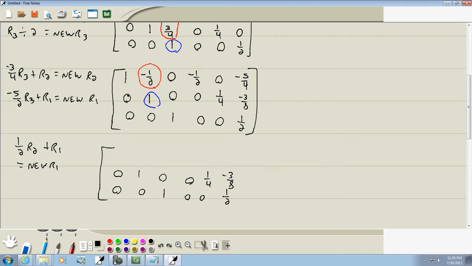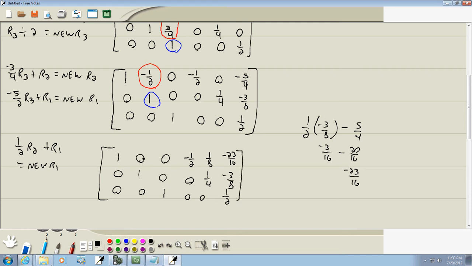Okay, 1/2 times 0 is 0 plus 1 is 1. 1/2 times 1 is 1/2 plus negative 1/2 is 0. 1/2 times 0 is 0 plus 0 is 0. 1/2 times 0 is 0 plus negative 1/2 is negative 1/2. 1/2 times 1/4 is 1/8 plus 0 is 1/8. 1/2 times negative 3/8 added to the negative 5/4 gives us negative 3/16. Multiply top and bottom by 4 here, and we get 20/16. That's negative 23/16.